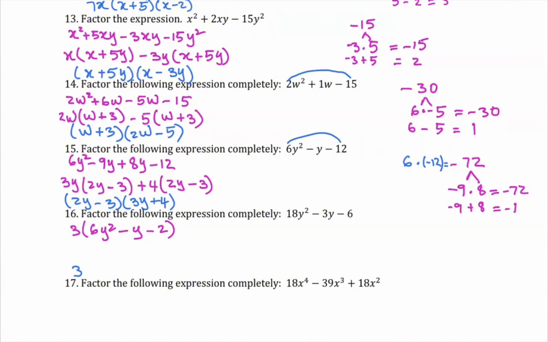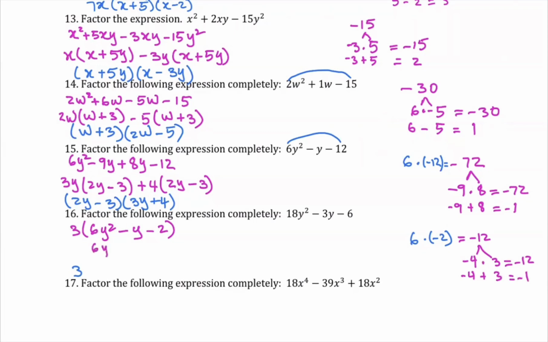So when we multiply 6 and negative 2, that's negative 12. Two factors of negative 12 whose sum is negative 1 are negative 4 and 3, right? When we multiply, that's negative 12, but when we add, that is negative 1, right? So I'm going to bring it here so I can factor by grouping.